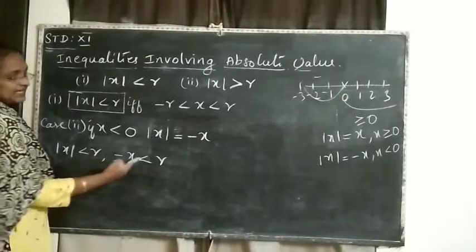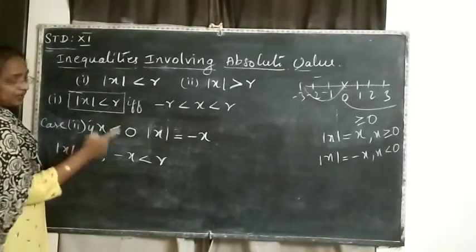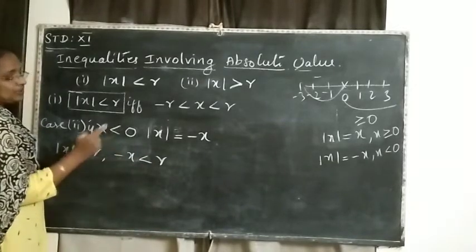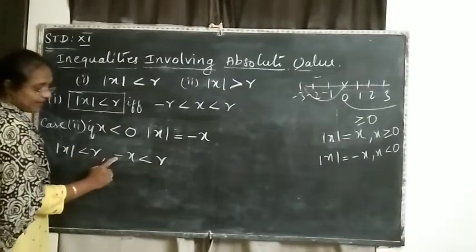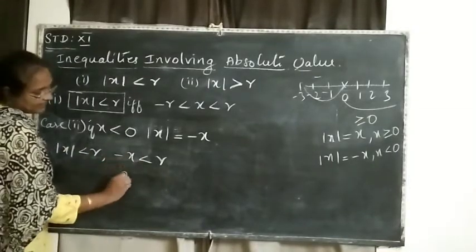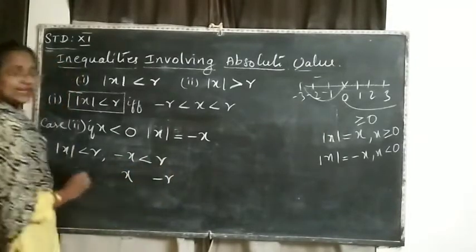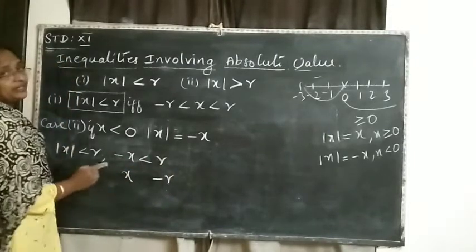-x. இப்போ minus x is less than r, but I don't want the value of minus x, I want the value of plus x. So what I have to do? I have to multiply by minus on both the sides. So if I multiply, this becomes plus x, this becomes minus r, isn't it? So this is a very important rule.